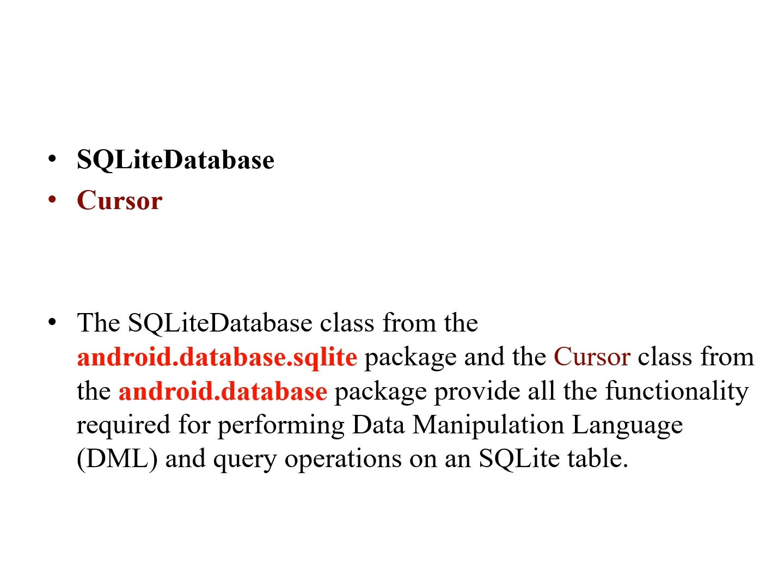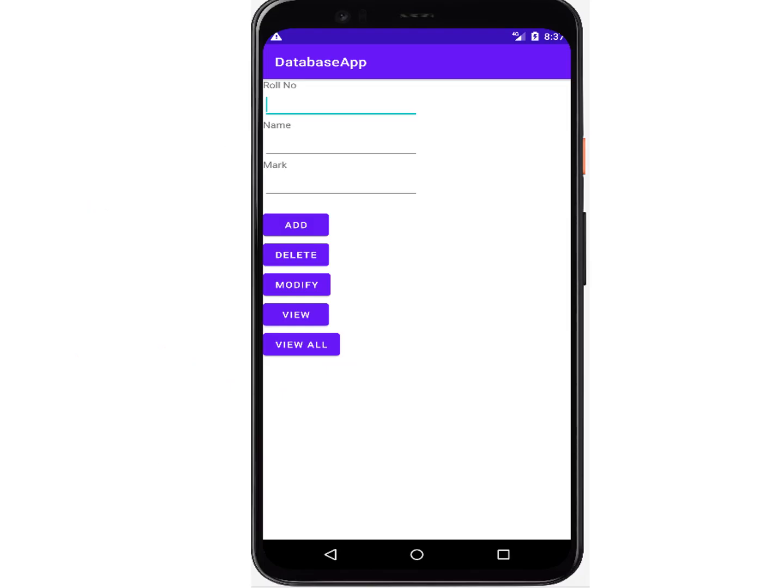So we will see what are the steps that we have to follow. You will be developing an application of this form where you have to read a roll number, name and mark of a student, and there are 5 different buttons in this user interface: add, delete, modify, view and view all, which can be used for various operations.